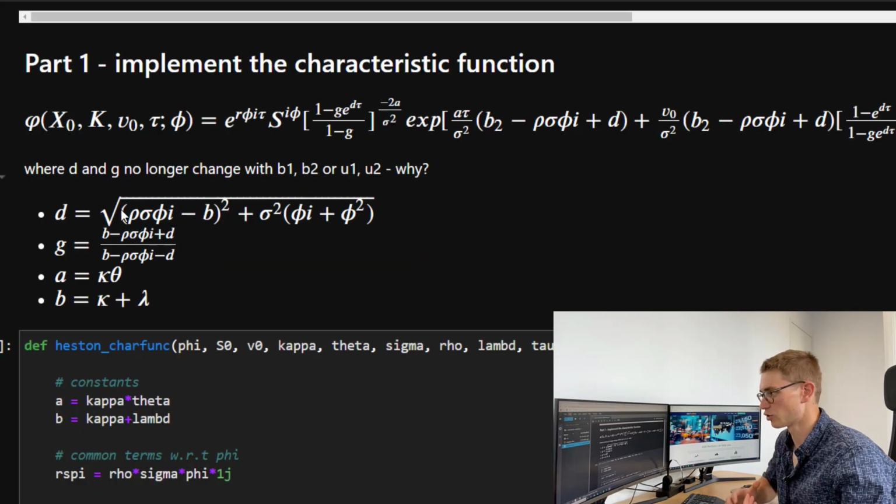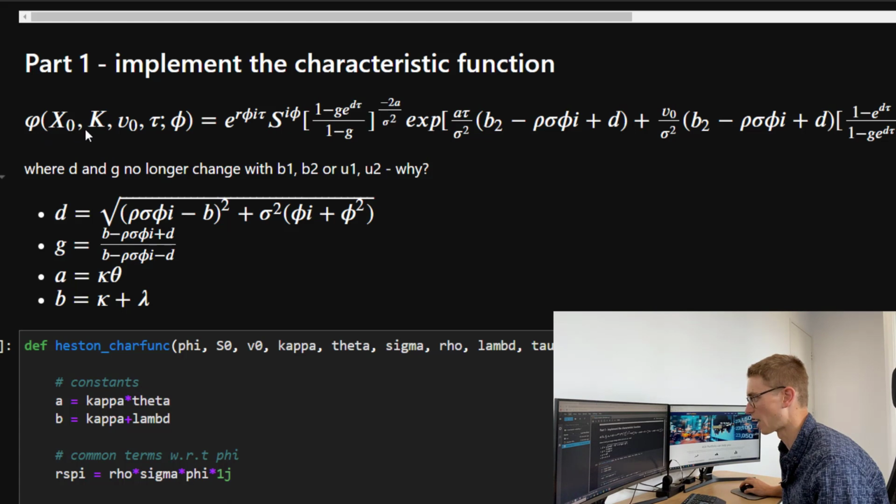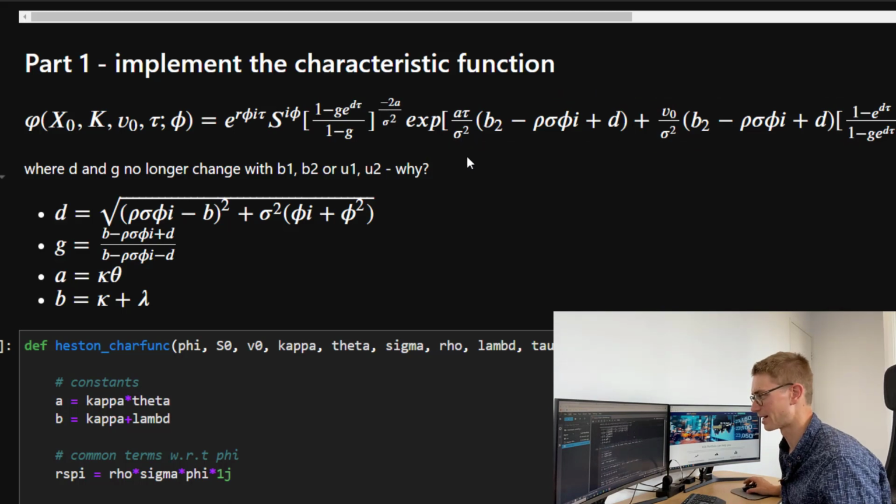So the first thing we're going to do is implement this characteristic function in Python with all our parameter terms. Here we're going to calculate these parameters, which are part of the characteristic function: d, g, a, and b, and we're going to use them then to calculate exponent 1, and then term 2, and then exponent 3. So let's get into the Python.